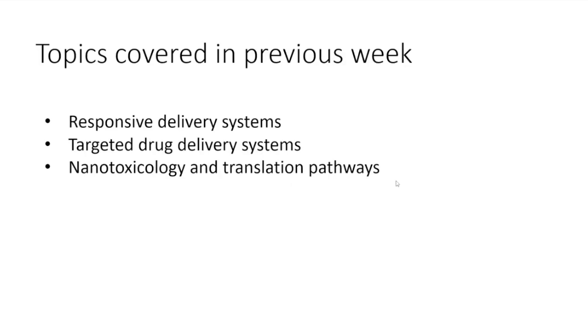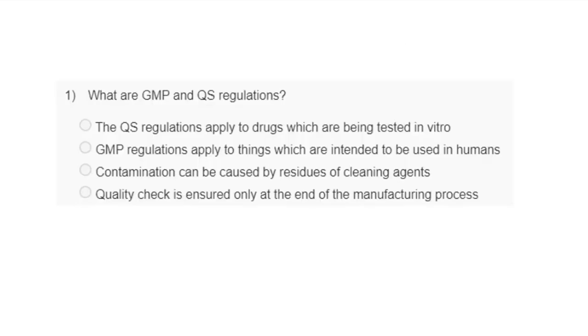So these were the topics that were covered in the previous week: responsive drug delivery systems, targeted drug delivery systems, nanotoxicology, and translation pathways. So here is the first question. What are GMP and QS regulations? Options are: the QS regulations apply to drugs which are being tested in vitro. GMP regulations apply to things which are intended to be used in humans. Contamination can be caused by residues of cleaning agents. Quality check is ensured at the end of the manufacturing processes.